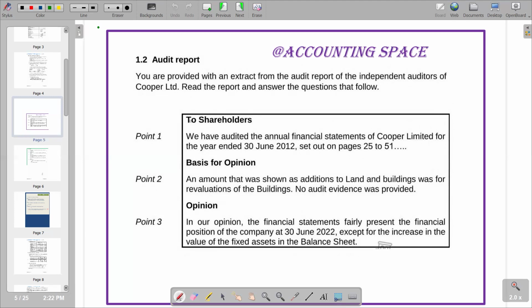So, according to the report, it is addressed to shareholders. Point one, we have audited the financial statements of Cooper Limited for the year ended 30 June 2012, set out on pages 25 to 51. Then the basis of opinion, point two: the amount that was shown as additions to related buildings was for revaluations of the buildings. No audit evidence was provided. On the opinion, that is point three: in our opinion, the financial statements fairly present the financial position of the company at 30 June 2022, except for the increase in the value of the fixed assets in the balance sheet. So this is the audit report.